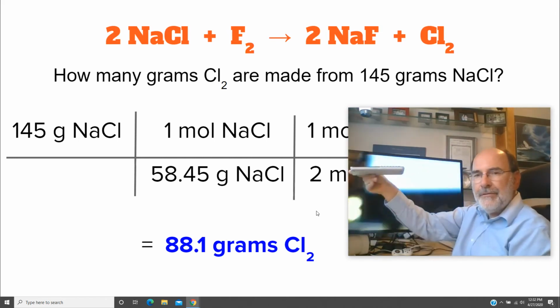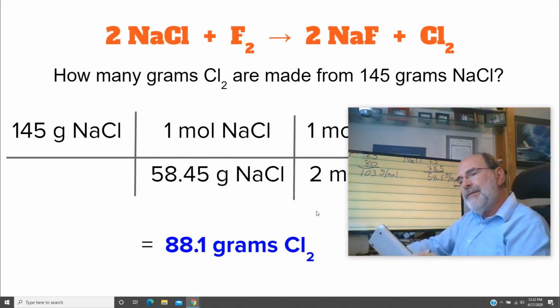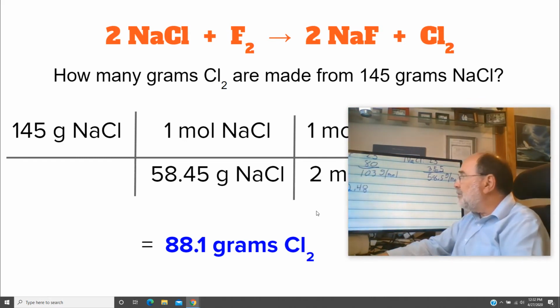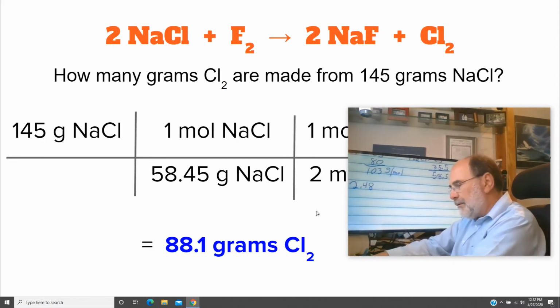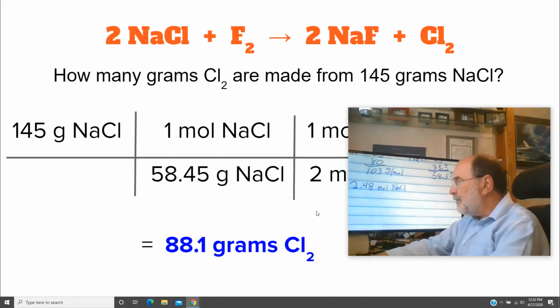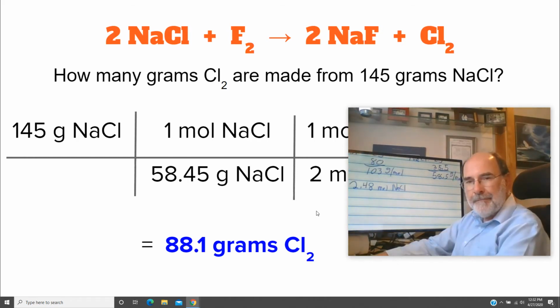Can't do it. It's out of focus. Too bright. It says 2.48. Okay, so here's my claim. I was given 2.48 moles of sodium chloride in this particular chemistry problem.